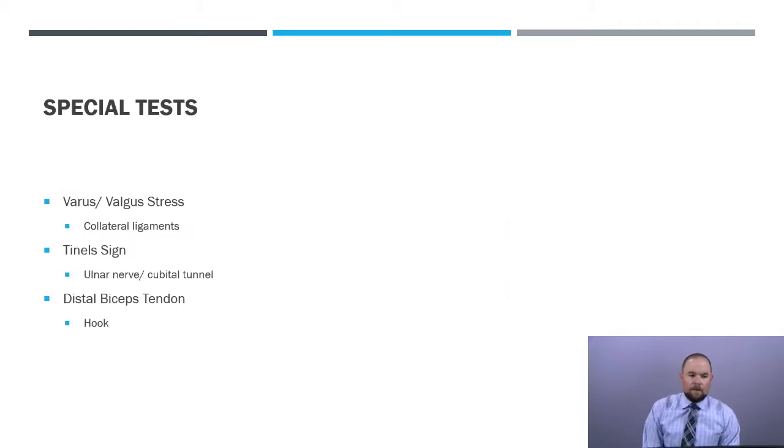Testing on the elbow, so varus and valgus stress, similar to a knee exam, so we're testing those radial collateral and ulnar collateral ligaments. There's also a maneuver called the milking maneuver, which also tests that medial or ulnar collateral ligament in patients. It's a common place of injury, especially in your athletic population.